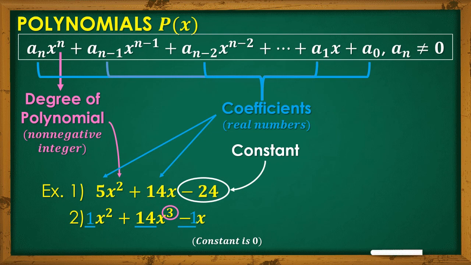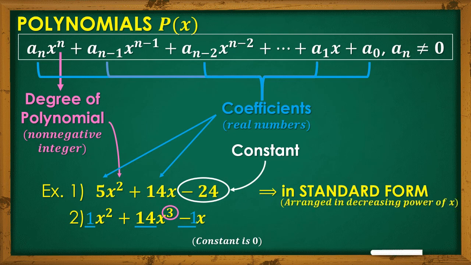What do you observe between numbers 1 and 2? Yes, may tinatawag tayong standard form. Paano malalaman kung standard form ang isang polynomial expression? It is arranged in decreasing power of x. Ibig sabihin, naka-arrange siya mula sa pinakamataas na exponent pababa. Like for example number 1, the highest exponent nasa unahan which is 2, followed by exponent 1 and then constant. So number 2 is not in standard form dahil nauna si x squared bago si 14x cubed. Again, polynomial expressions are in standard form if it is arranged in decreasing power of x.